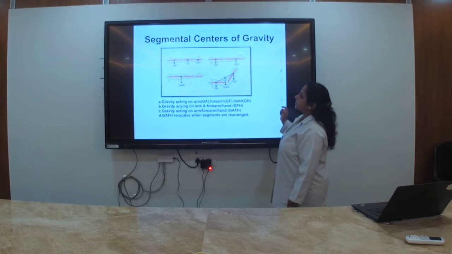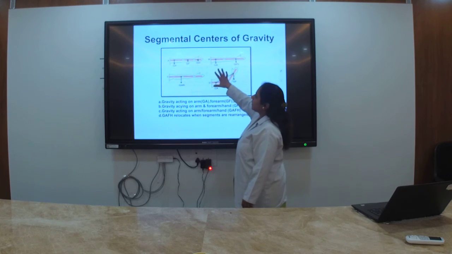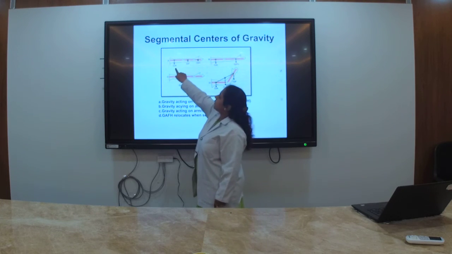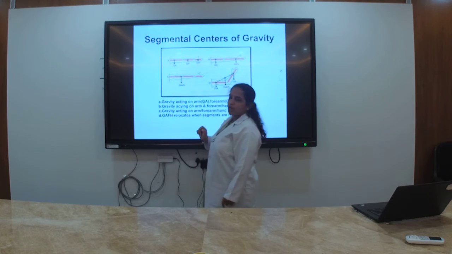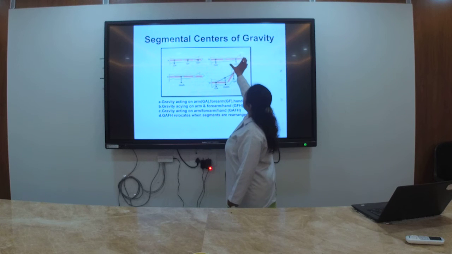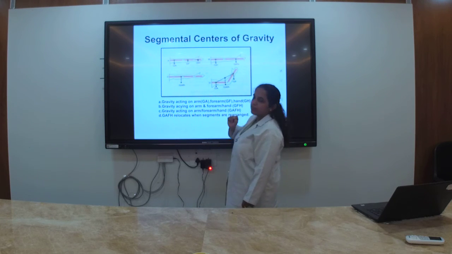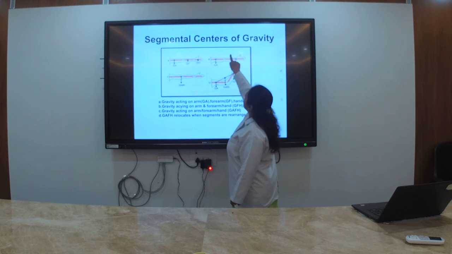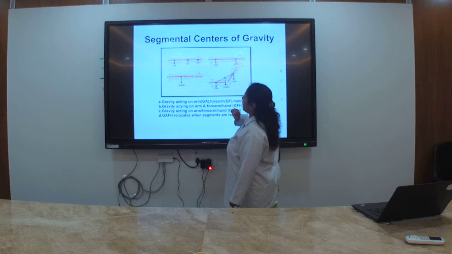Now let us see the example. This is the segment of arm, forearm and hand. This is center of gravity for arm, center of gravity for forearm, center of gravity for hand. Now if two segments are combined, then there is one center of gravity for arm and one combined center of gravity for forearm and hand.